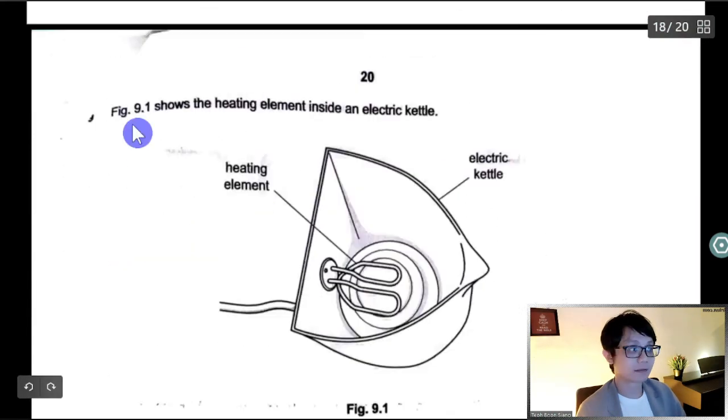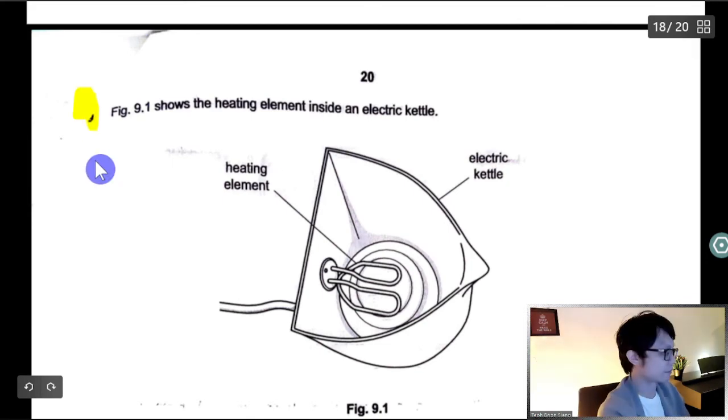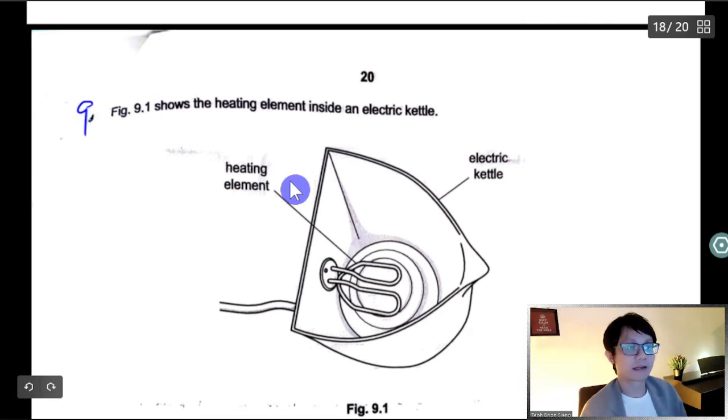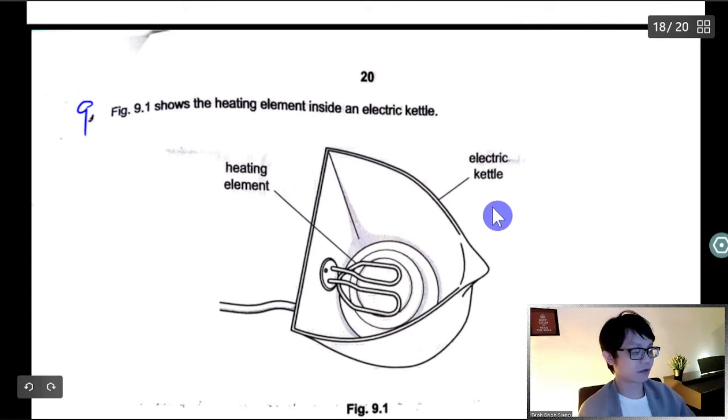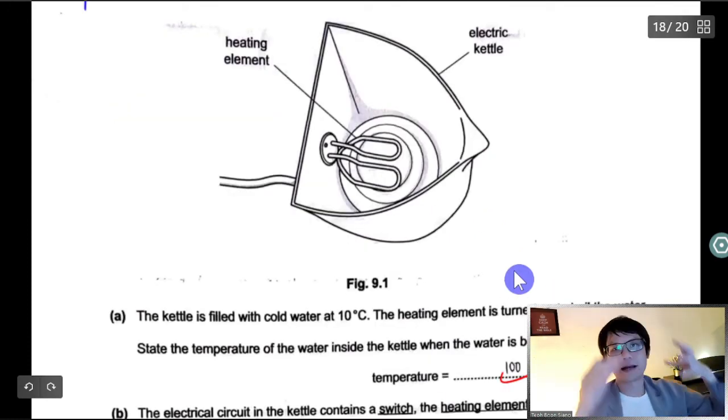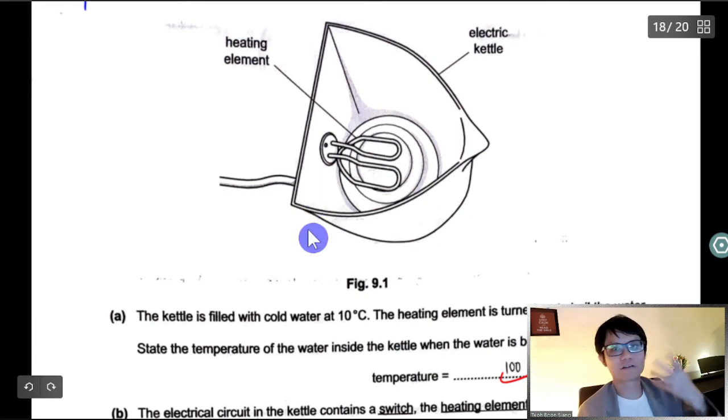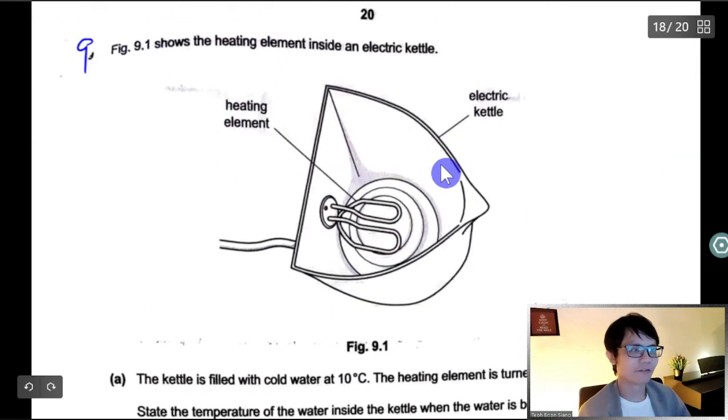Next question. This is question number 9. Show the heating element. I don't know whether your house still uses this or not. I also used this last time, then I bought another one. You press, it's easier. It depends. My house also got the press one. I prefer the press one. This one I need to wait for the water. It's like wasting my time.